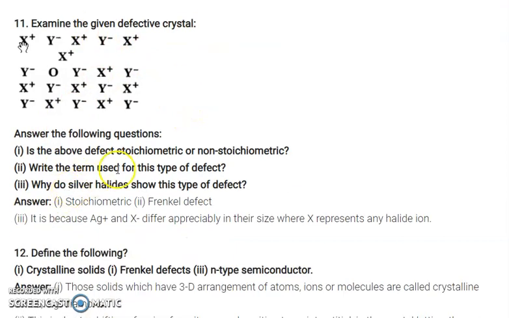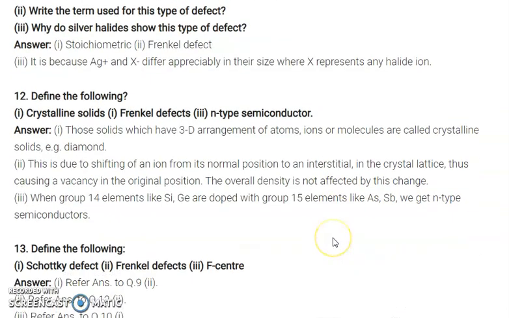Now examine the given defective crystals, and answer the following questions. Is the above defect stoichiometric or non-stoichiometric? Write the term used for this type of defect. Why do silver halides show this type of defect? The first answer: stoichiometric. What term is used for this type of defect? Frenkel defect. It is because Ag+ and X- differ appreciably in their size, where X represents any halide.